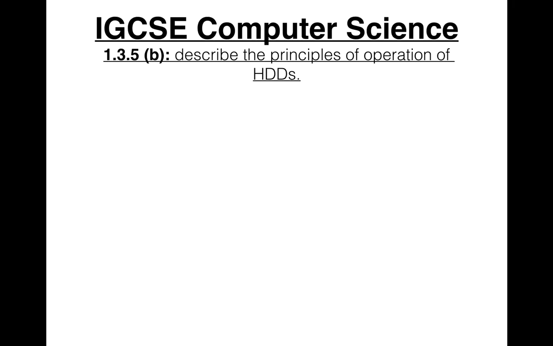IGCSE Computer Science Syllabus Statement 1.3.5b. Actually, before we continue, 1.3.5b is pretty short when I look at it. It's shorter than output devices or input devices, but it's still stuff to learn, but still quite short. And actually, the next topic, which is operating systems, is much shorter.